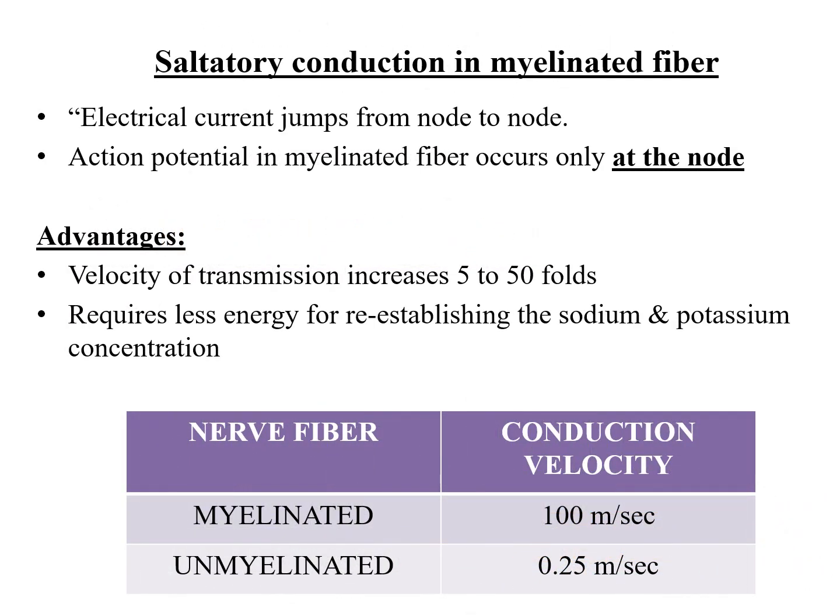An important property is called saltatory conduction in myelinated fiber. What is saltatory conduction? Electrical current jumps from one node to another node. Action potential in myelinated fibers occurs only at the node. A very important thing. That's the advantage of the node of Ranvier. The velocity of transmission increases 5 to 50 fold. The myelinated fiber conduction velocity would be 100 meters per second, but the unmyelinated nerve would be 0.25 meters per second.